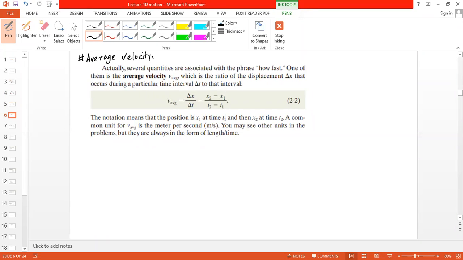Let's say an object is moving in this way. This is its time and this is its position. Okay, position and time.